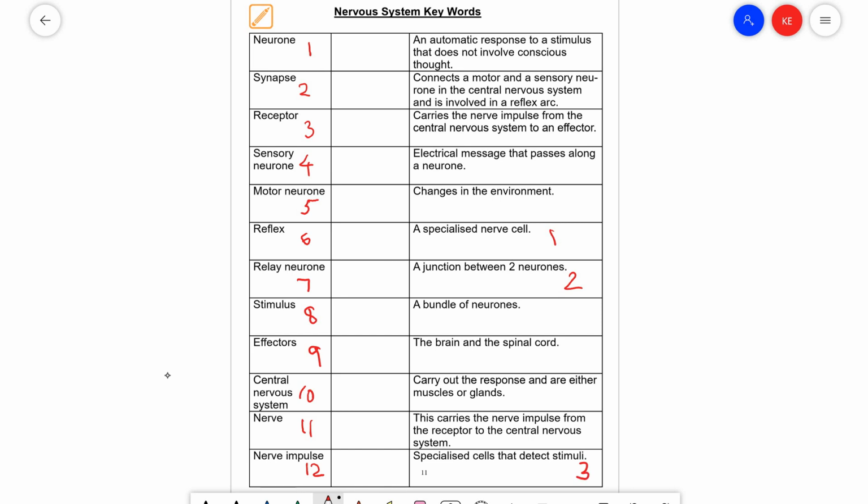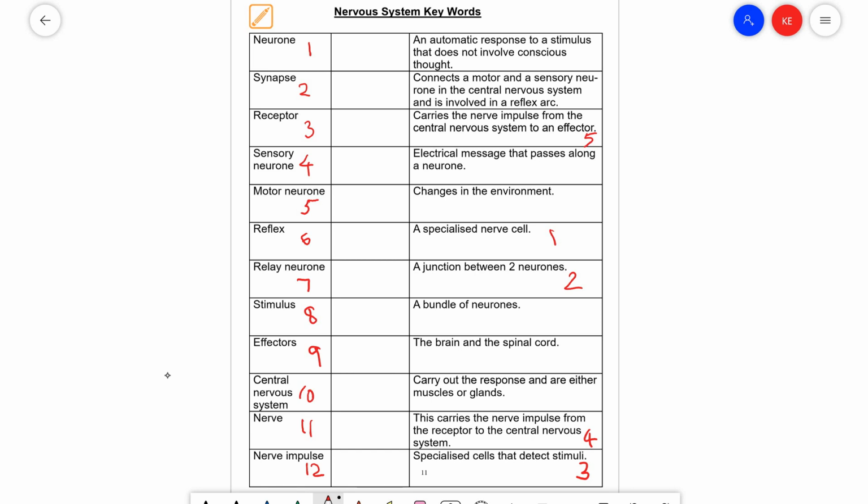The third word then is receptor, so you should have receptor joined up with the bottom definition there, specialised cells that detect stimuli. So you would have receptors in your sense organs and they would be detecting those changes in the environment. Number 4, the sensory neuron should be joined up with this one here. This carries the nerve impulse from the receptor to the central nervous system. Motor neuron then is number 5. The motor neuron is the neuron that carries the nerve impulse from the central nervous system to the effector.